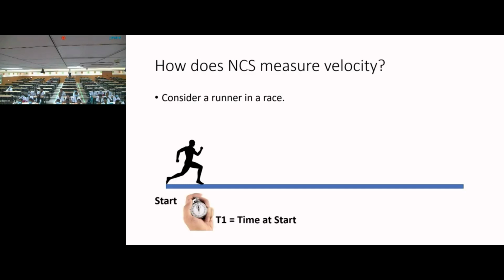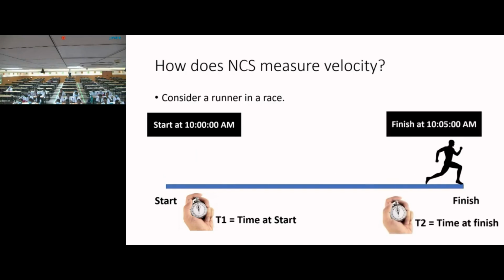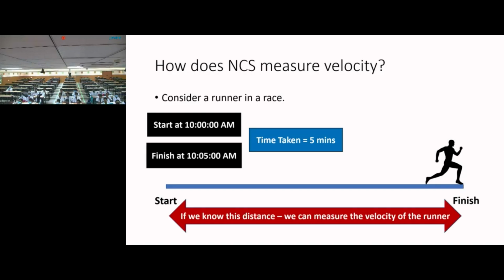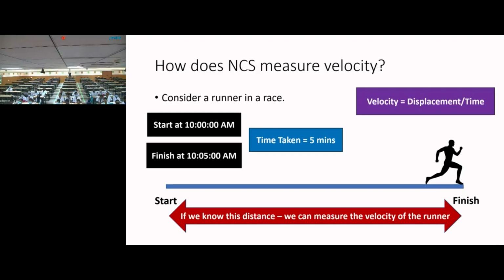Let us take that he is going to start the race at T1 time. Assume it as 10 a.m. Then he is going to finish the race at T2, at 10:05. So the time taken for him to finish the race is 5 minutes. And if we know the distance he has covered, then we will be able to measure the velocity, right? Because velocity is displacement by time. So if we know the time taken and the distance he had covered, we'll be able to calculate the velocity. The same principle we are going to apply in the nerve also.